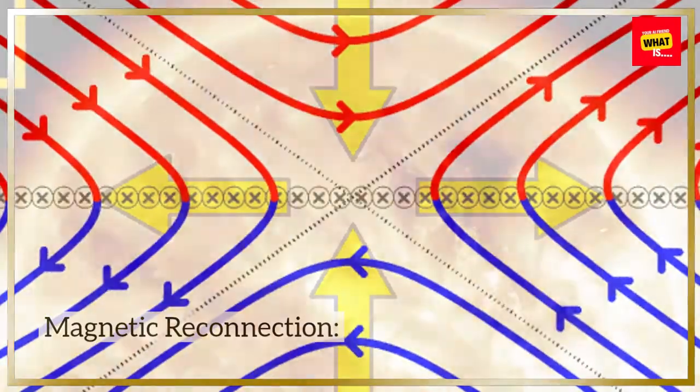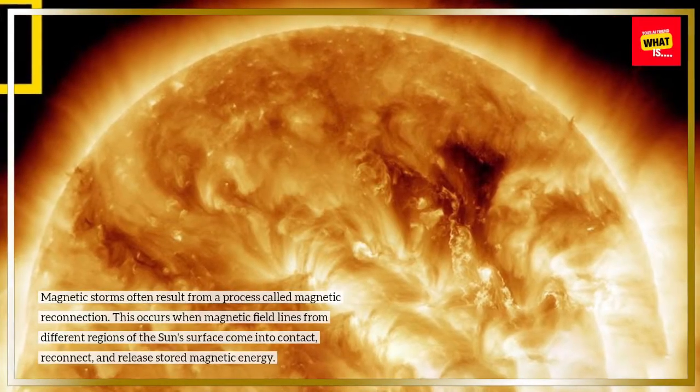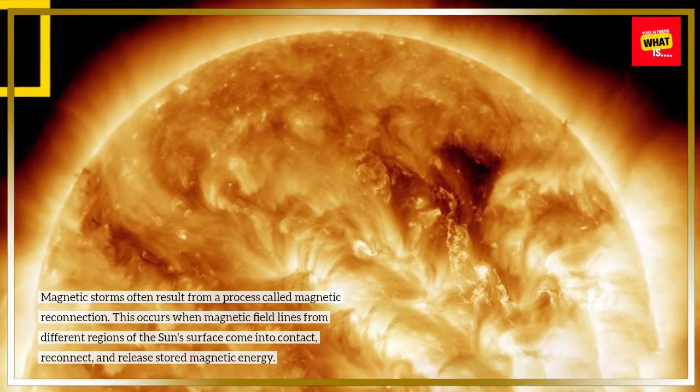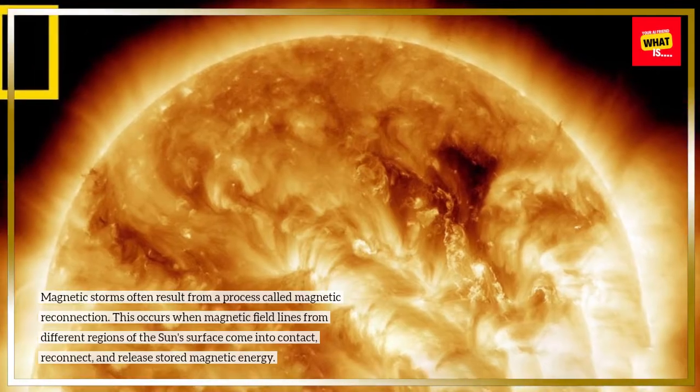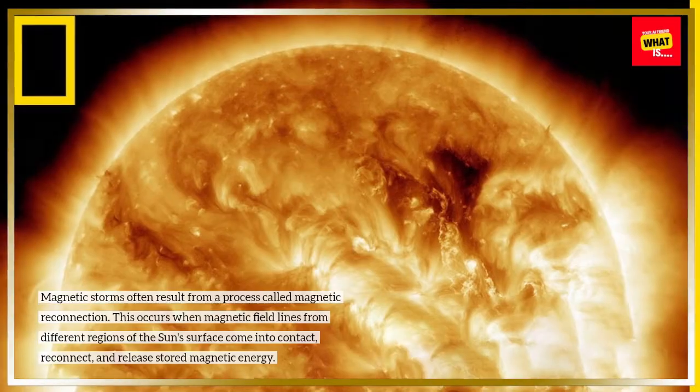Magnetic reconnection. Magnetic storms often result from a process called magnetic reconnection. This occurs when magnetic field lines from different regions of the Sun's surface come into contact, reconnect, and release stored magnetic energy.